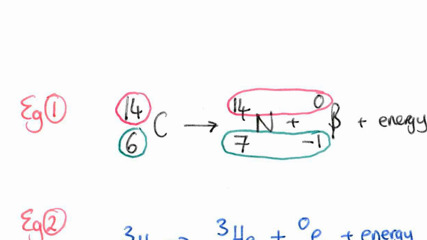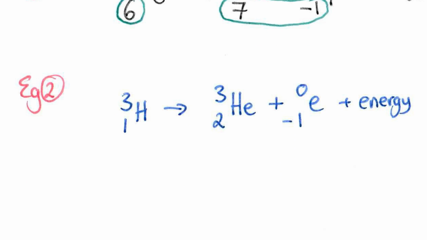And you tend to see this as a question in exams. They may show a beta as a beta particle. They may even show it as an electron with a symbol e. Here's another example. This again is showing hydrogen changing to helium by giving off a beta particle, and this time you see we've used this e symbol to represent a beta particle. And again, the numbers do add up. 3 equals 3 plus 0, and along the bottom, 1 equals 2 minus 1.